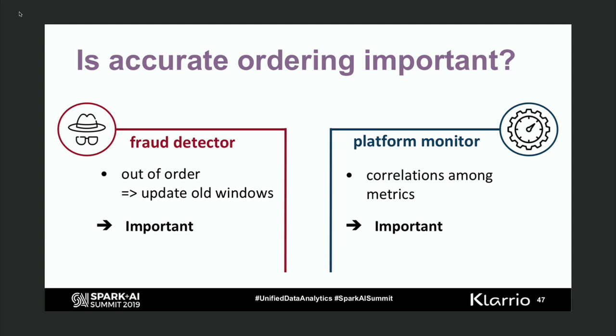For something like a platform monitor where you're trying to correlate metrics, you could also say that using event time would be a preferred option because you can see better when the event really came in and what the correlation between the different metrics is. But here it's less important. You could use processing time for something like a platform monitor as well.